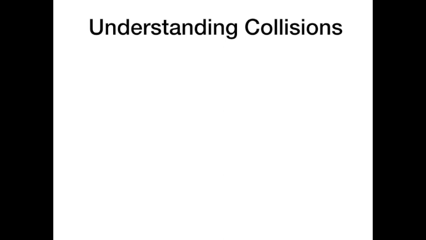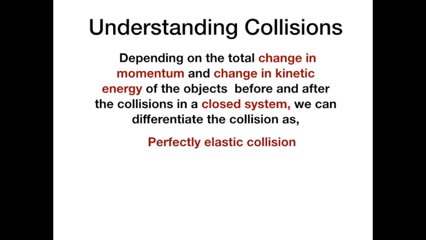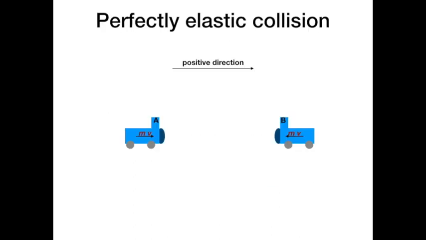In the above collisions, there is a change in momentum and kinetic energy of the objects before and after the collision. Depending on the total change in momentum and change in kinetic energy of the objects before and after the collision in a closed system, we can differentiate the collisions as perfectly elastic collisions and inelastic collisions.